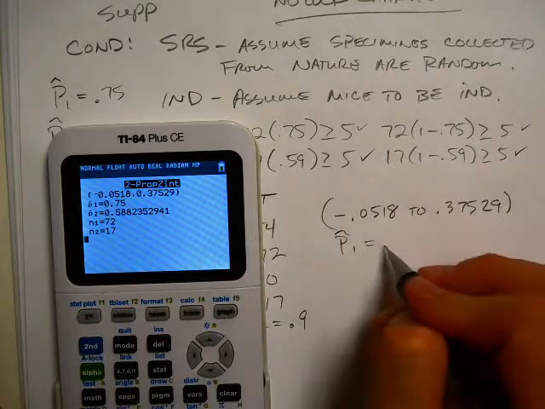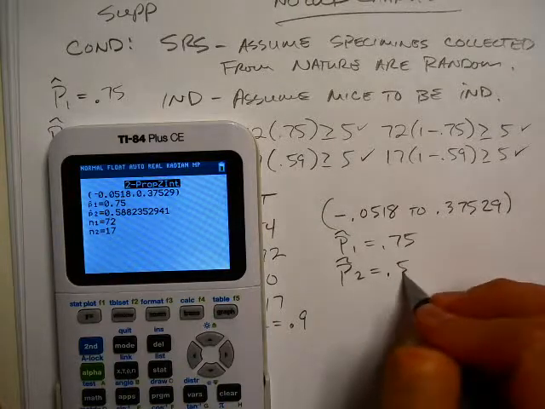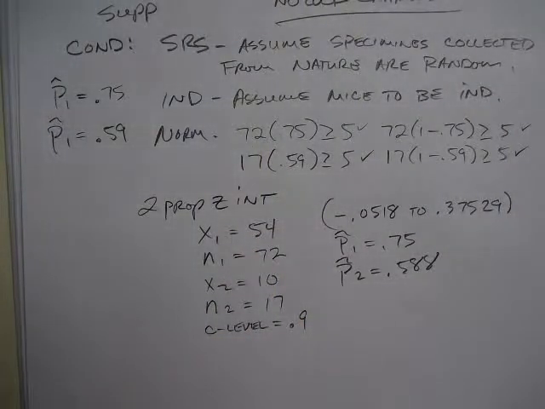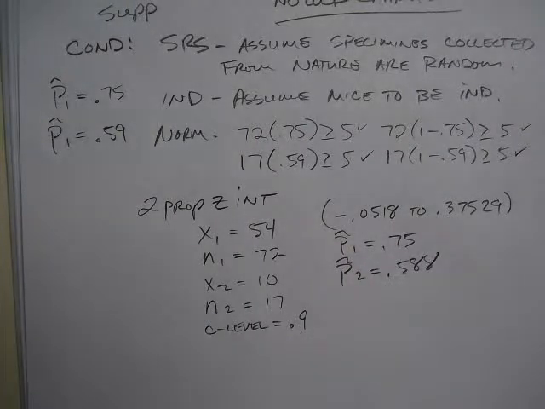P hat 1 is 0.75, which I already have written down. P hat 2, 0.588. And I've got the n1 and the n2, I think, already. Here's a problem. We're talking about mice here being in breeding condition. Do you think it's reasonable that I have a negative value of mice that are in breeding condition? No. So what do we do with that? Any thoughts?